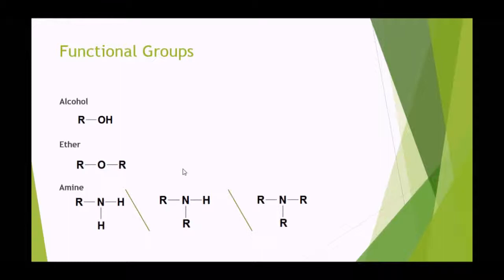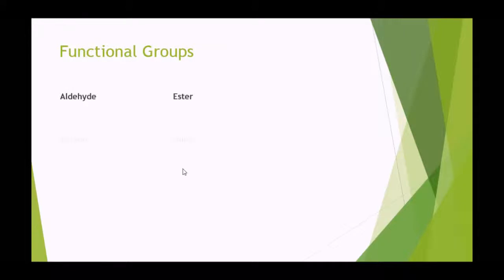The first 3 functional groups you will need to know are alcohol, ether, and amine. The next 5 you'll need to know are aldehyde, ester, ketone, amide, and carboxylic acid.